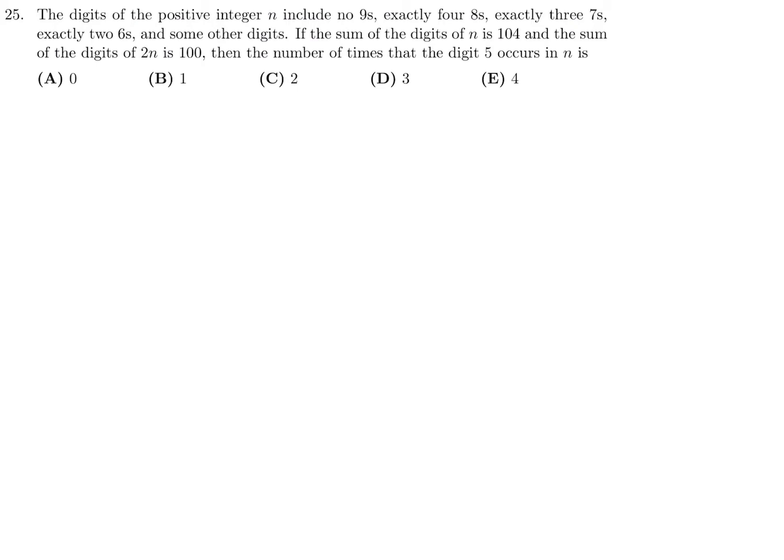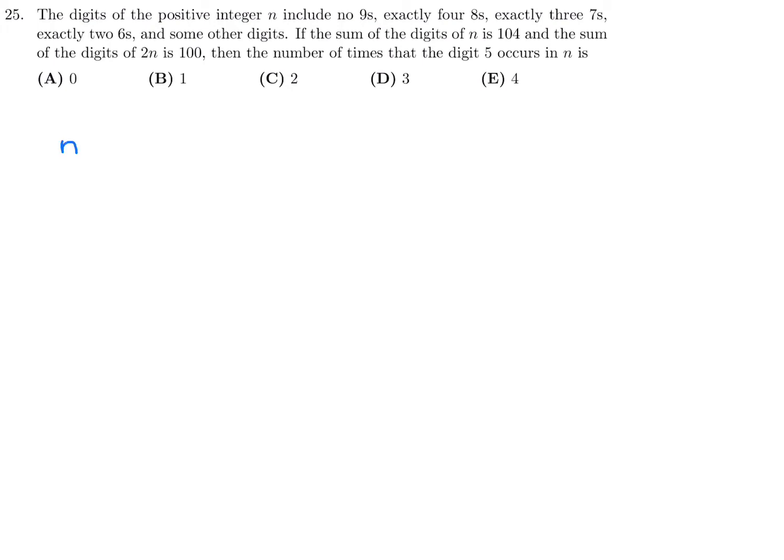The digits of the positive integer n include no 9s, exactly 4 8s, exactly 3 7s, exactly 2 6s, and some other digits. If the sum of the digits of n is 104, and the sum of the digits of 2n is 100, then the number of times that the digit 5 occurs in n is?